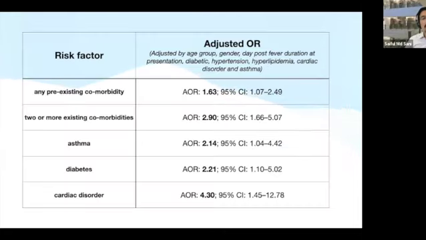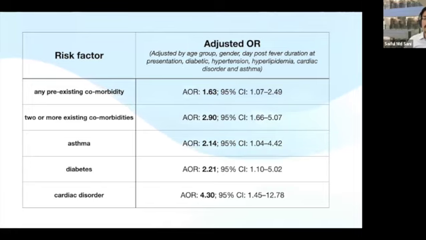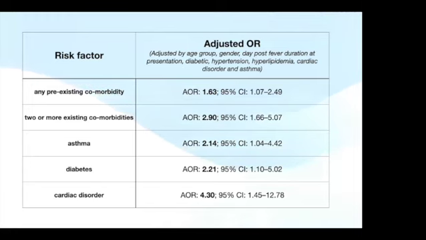And what did they find? They find that if anyone has any pre-existing comorbidity, there's a disease modifier. If they have 2 or more existing comorbidities, the adjusted odds ratio increases almost to twice. If you have, again, diabetes, asthma, or cardiac disorders, these are disease modifiers.